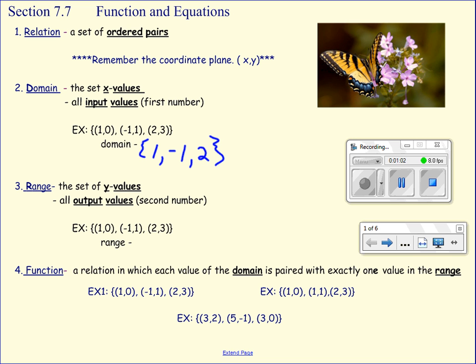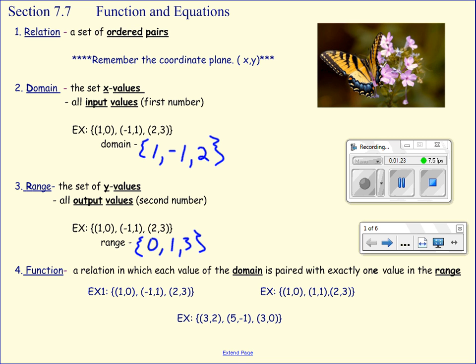Our third term is range. It is a set of all the y values, or all the output values. It's the second number. So in this same example, the range would be 0, 1, and 3. It is what's known as the y values, or the output values, the second number.